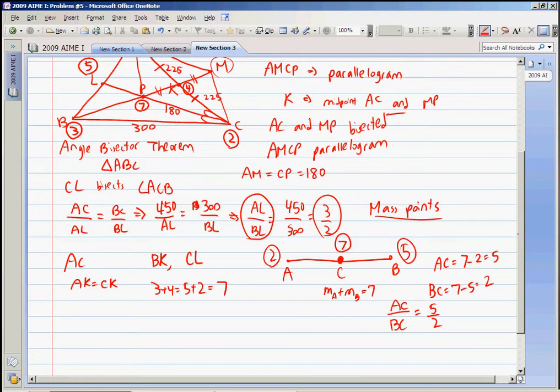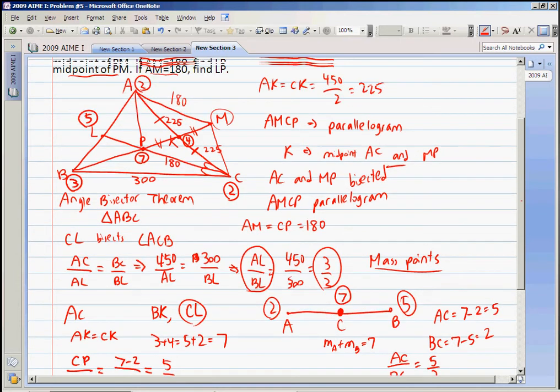Now, looking at the masses again, especially at segment CL, we see that the ratio from CP to LP is equal to 7 minus 2 all over 7 minus 5, since we're looking at the differences between the masses, and we use that to calculate the ratio distances. And so the ratio from CP to LP is 7 minus 2 over 7 minus 5, which is 5 over 2. And here we see that CP is equal to 180. So 180 over LP is equal to 5 over 2.